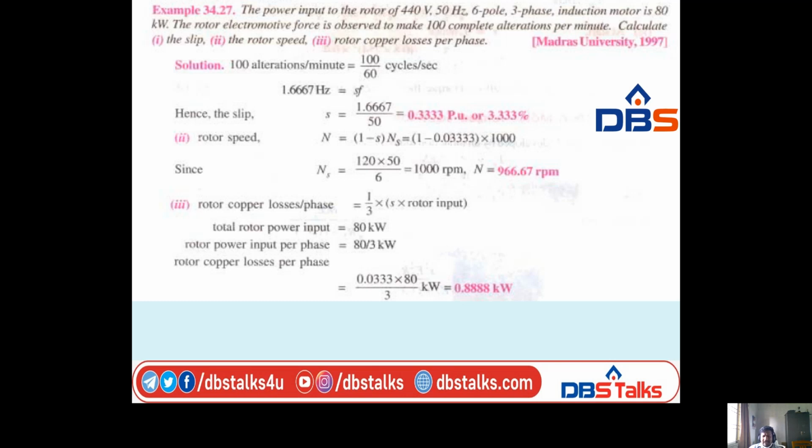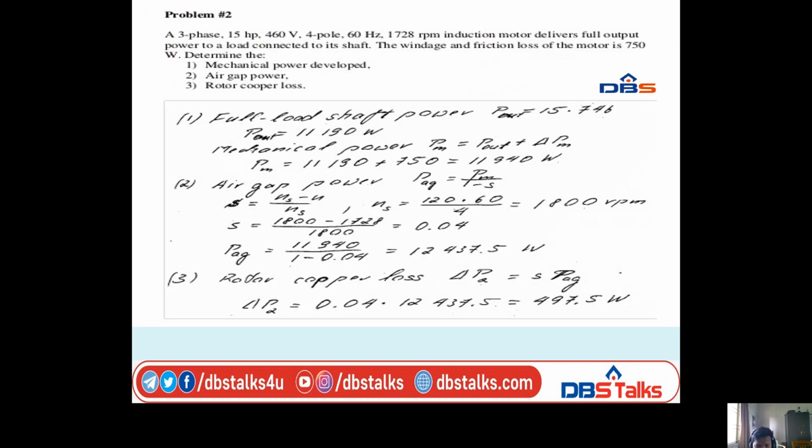Like that you have to determine all the things: torque, different torques, torque in synchronous watt. Similarly speed, mechanical power input, efficiency, all these things. Last problem.